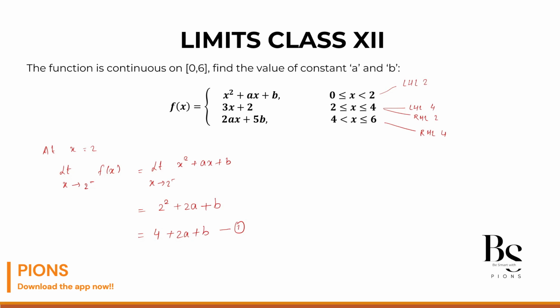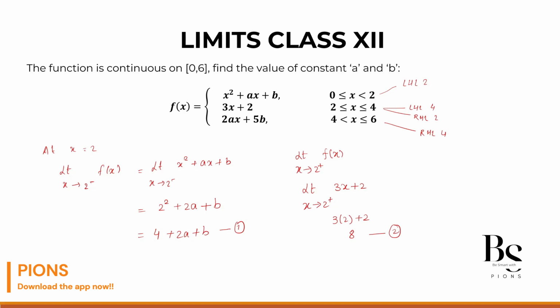Now let's see the right hand limit. Since the function is continuous, left hand limit should be equal to right hand limit. So let me write here separately, limit x tending to 2 plus f of x. f of x is this one, because this is your right hand limit for 2. So this function will be called, and limit x tending to 2 plus of 3x plus 2. Let's substitute x as 2. So it will be how much? 3 2s are 6, plus 2, so that is 8. That is equation number 2.